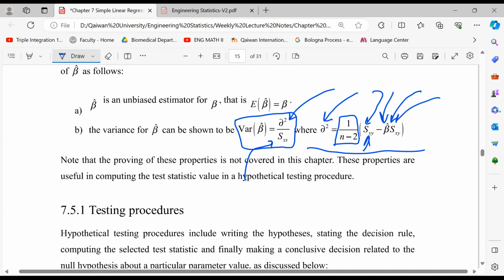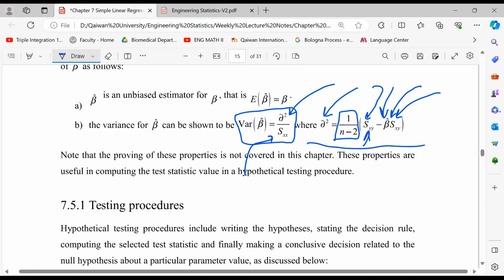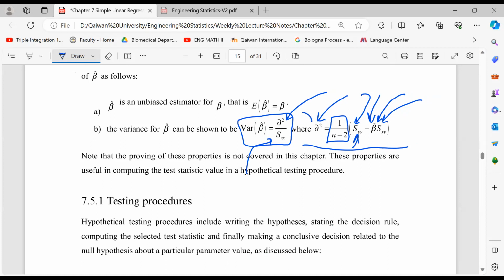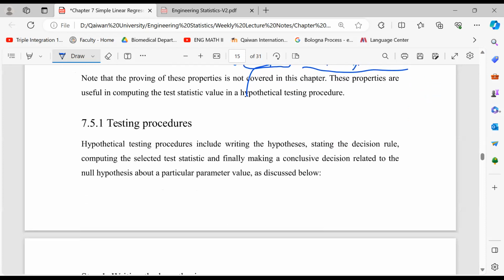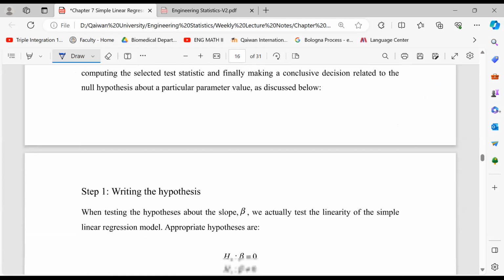Multiplying by s sub xy. Look, everything depends on those three formulas that you talked about before, which are s sub xy, s sub xx, and s sub yy. You must know those three formulas, and you also must know how to calculate them. This is partial squared. So plug this in here, you get the variance of beta hat. This is the procedure. We now talk about the procedure.